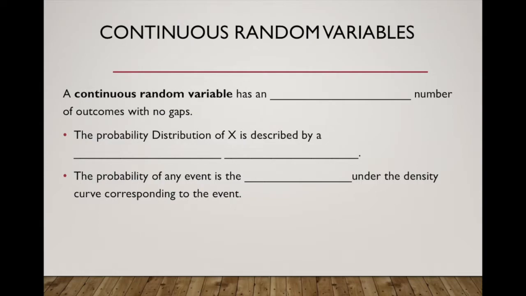These are the notes for 6.1c, continuous random variables. A continuous random variable is different from a discrete random variable that we've been talking about in the previous notes. A continuous random variable has an infinite number of outcomes with no gaps in between the outcomes. The probability distribution of x is described by a density curve, and the probability of any event is the area under the density curve corresponding to the event.